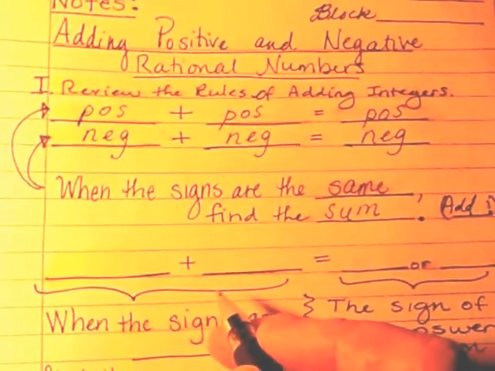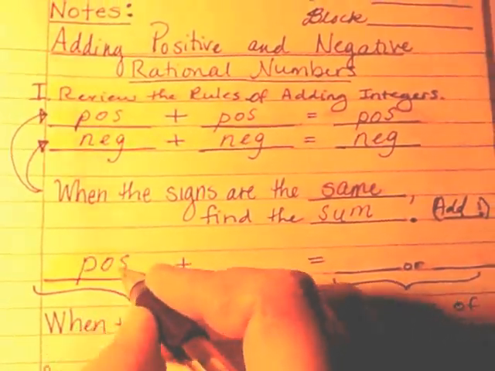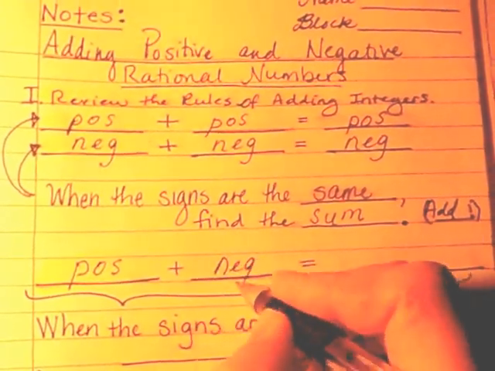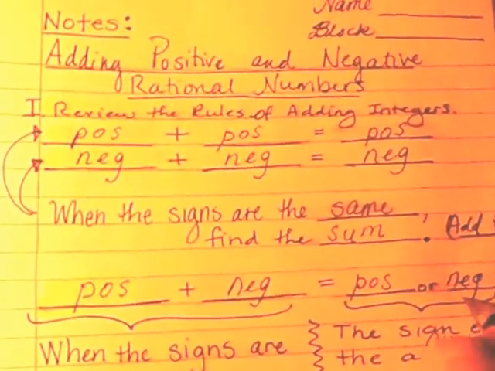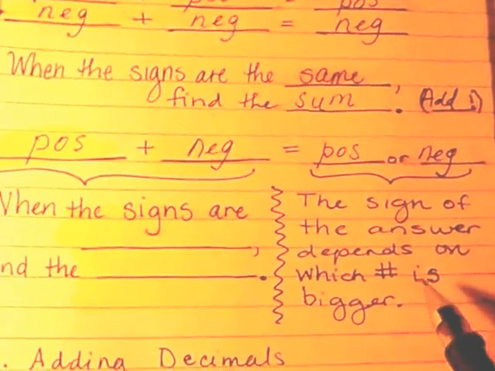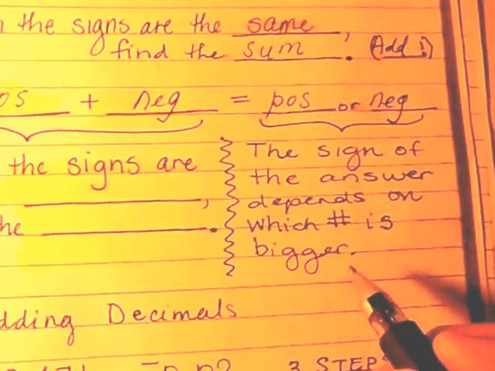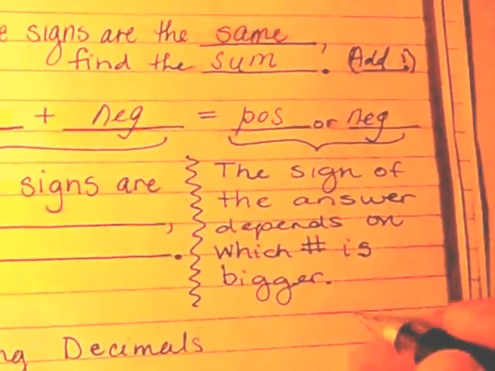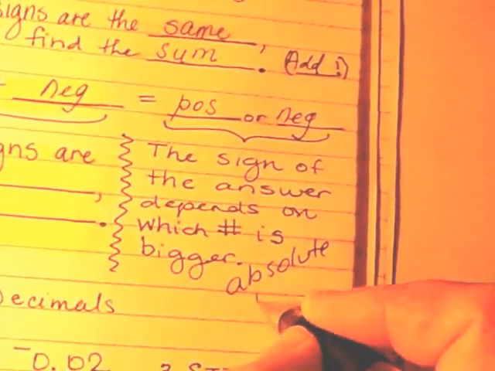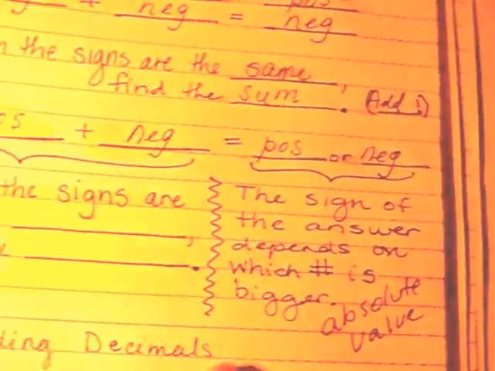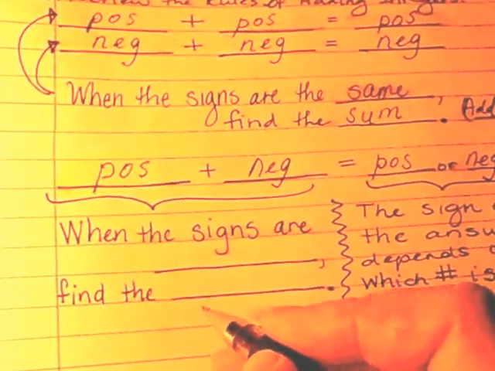But it gets a little more interesting when we have signs that are different. If we have a positive number and a negative number, then our answer can be either positive or negative. It's going to depend on the numbers that are there. The sign of the answer is going to depend on which number is bigger, or which number has the greater absolute value. Absolute value is our distance from 0.